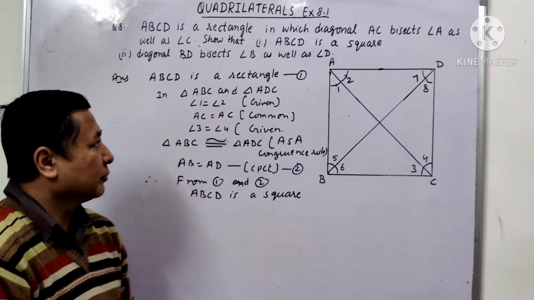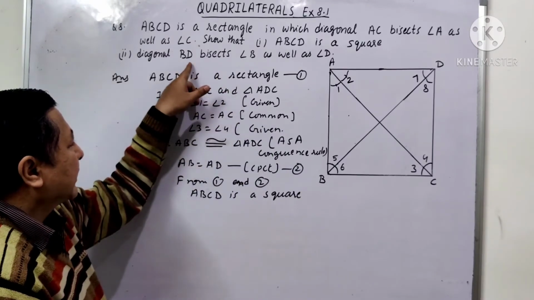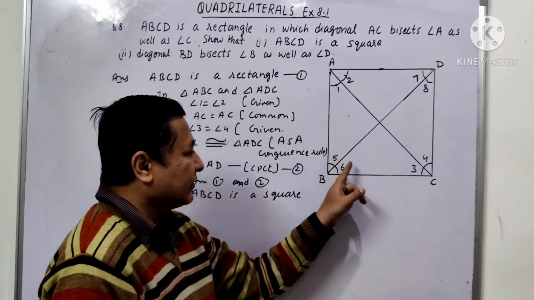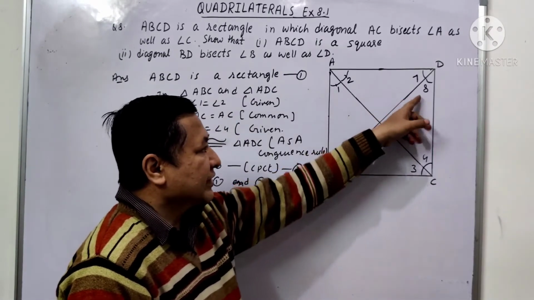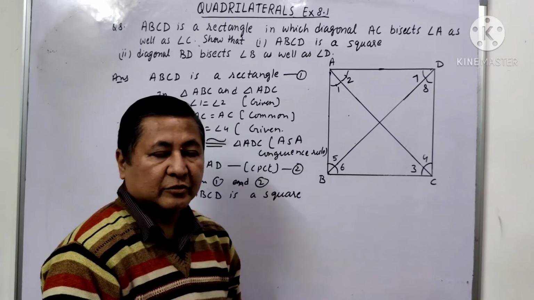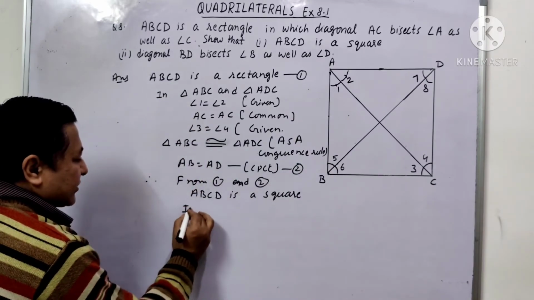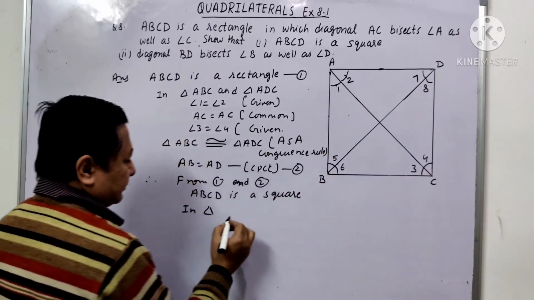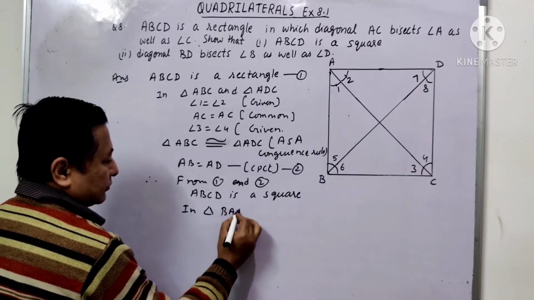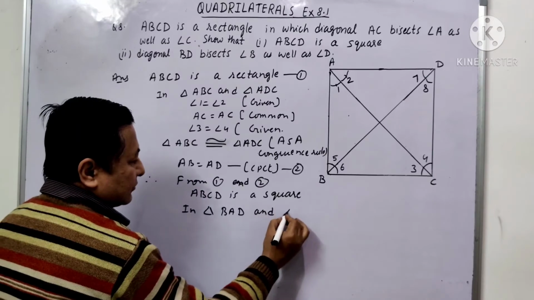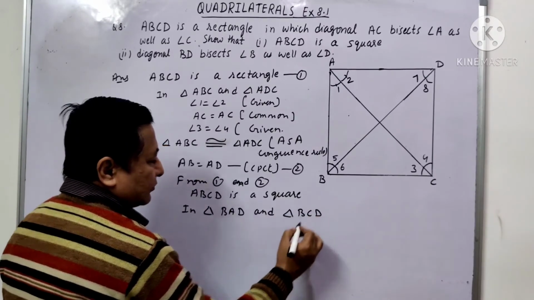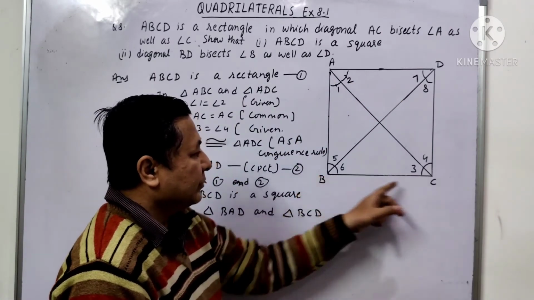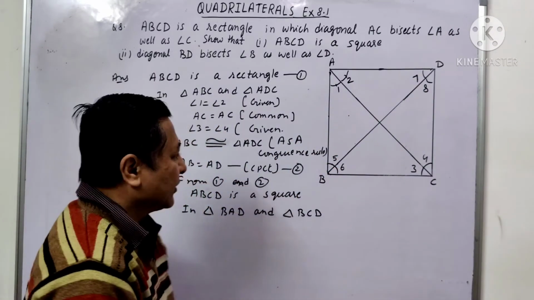Now we have to prove one more part, that diagonal BD bisects angle B as well as angle D. That means we have to prove that angle 5 and angle 6 are equal and angle 7 and angle 8 are equal. This we have to prove. For that we will take triangle BAD and triangle BCD.